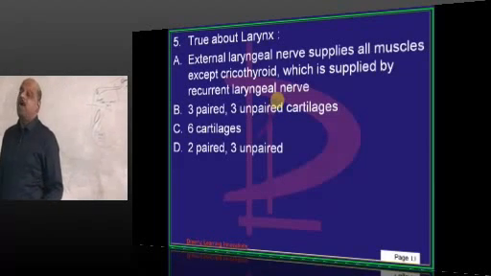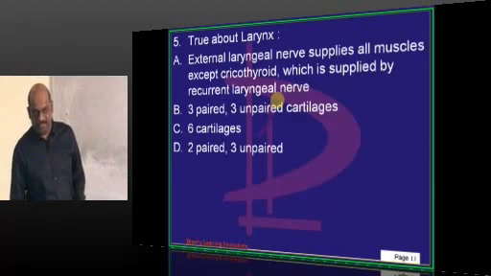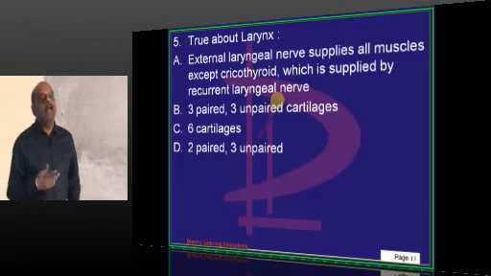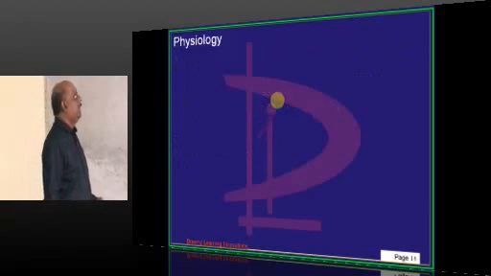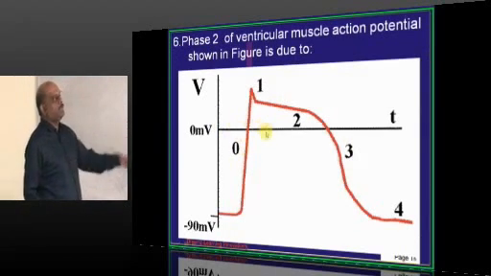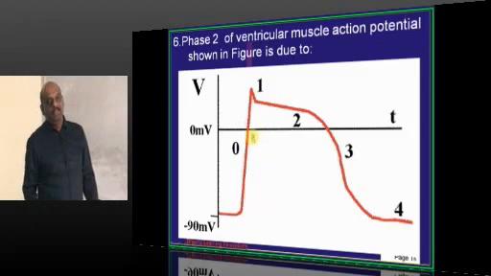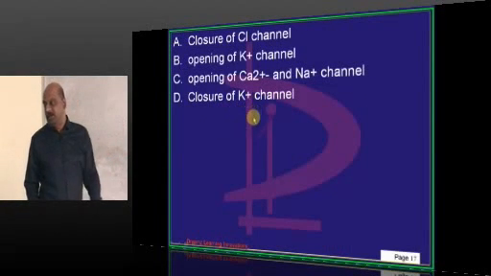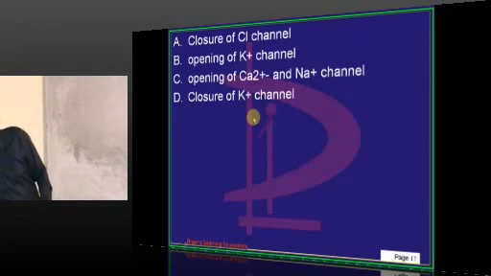Larynx has how many cartilages? 9 cartilages. That is 3 paired, 3 into 2, 6, and 3 unpaired cartilages, is what you need to appreciate. Now, what is phase 2 in this? Phase 2 is basically the plateau phase. So, the plateau phase is because of the opening of the calcium channels, is what you have to basically appreciate.